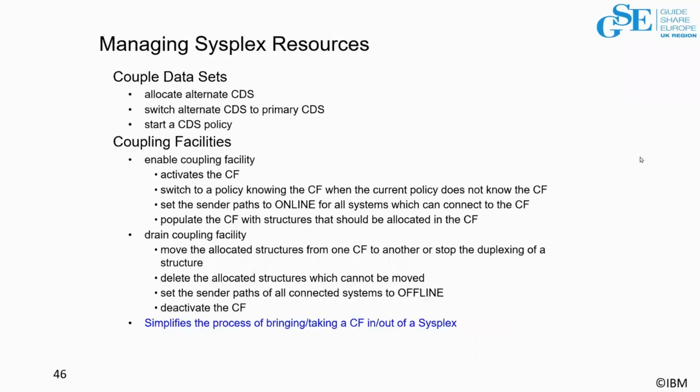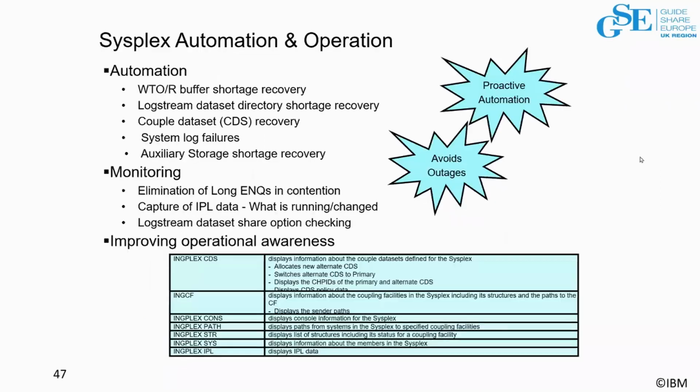There's out-of-the-box capability for managing your couple data sets and your coupling facilities. So all routine actions like enabling a coupling facility or draining a coupling facility can all be done with a single command. There's out-of-the-box supplied automation for common conditions like auto buffer shortage or log streams directory shortage, or recovering couple data sets, or system log failures, or auxiliary storage shortage.